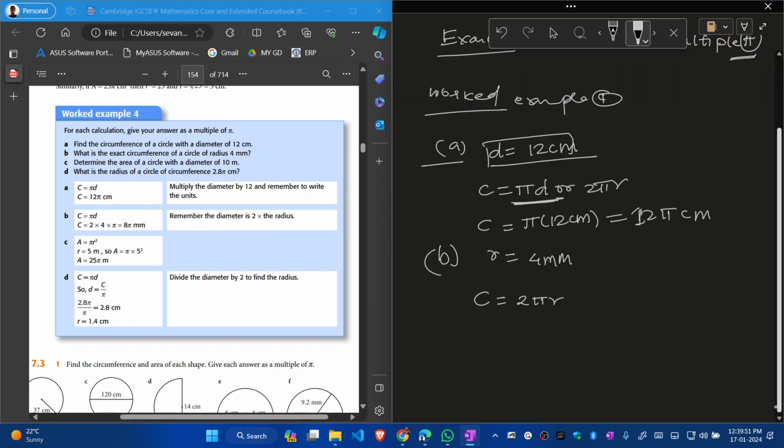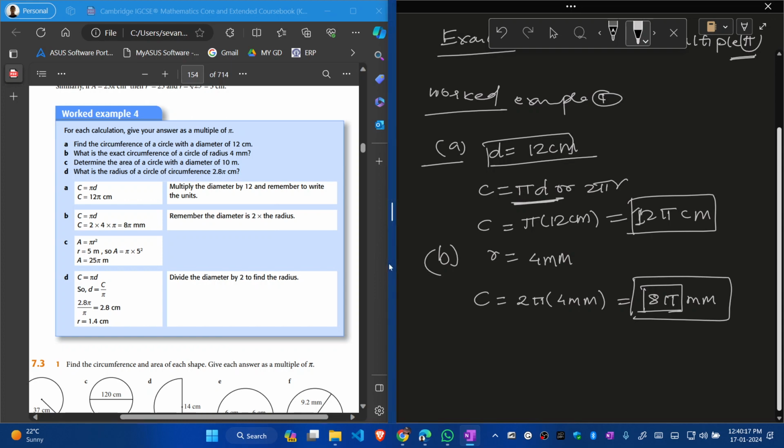4 to 5 R, and then this R will be replaced with this value 4 mm, and then it will be 8 pi. The thing is that we are now working on the exact answer. Can you see this is not the approximate answer? We are not using any approximate value here. Yes, pi is good. So these are the exact circumstances.